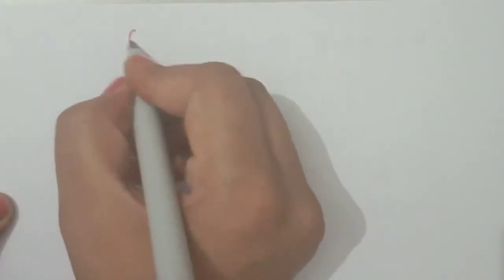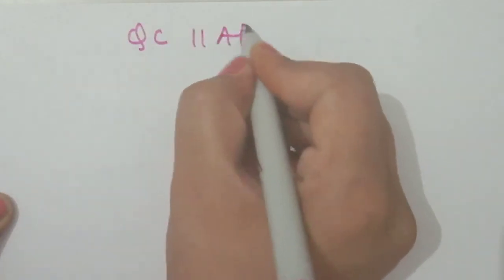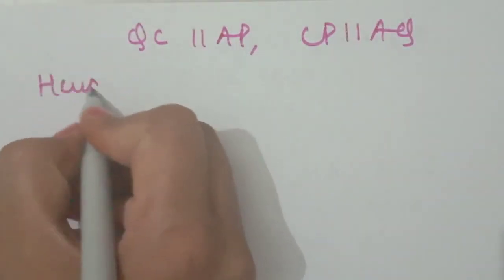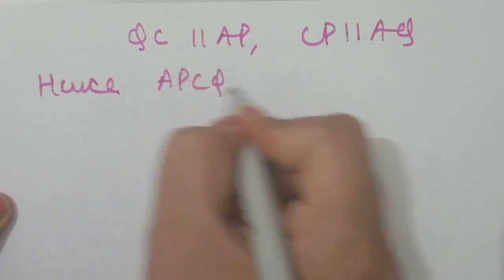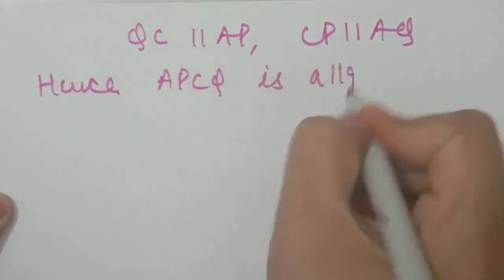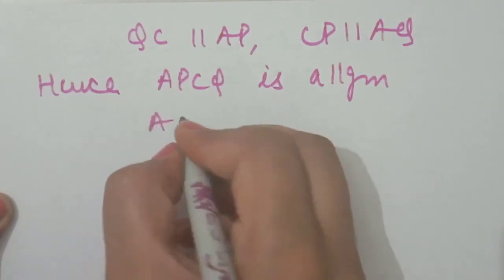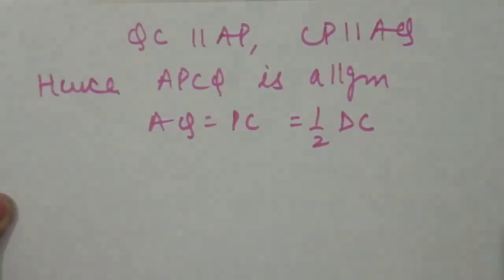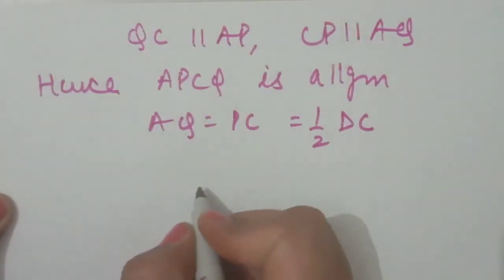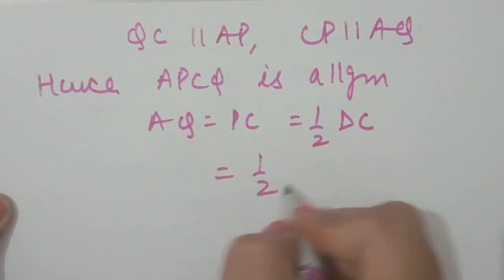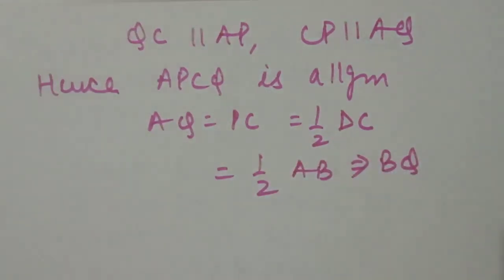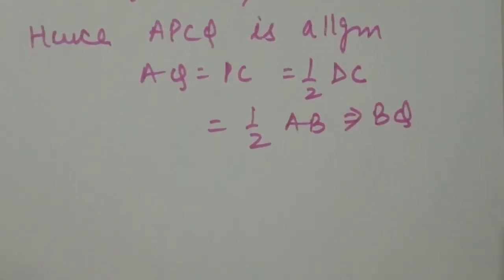It is also given that QC is parallel to AP and CP is parallel to AQ. So hence APCQ is a parallelogram, and AQ is equal to PC is equal to half of DC, which is also equal to half of AB. Half of AB is BQ.